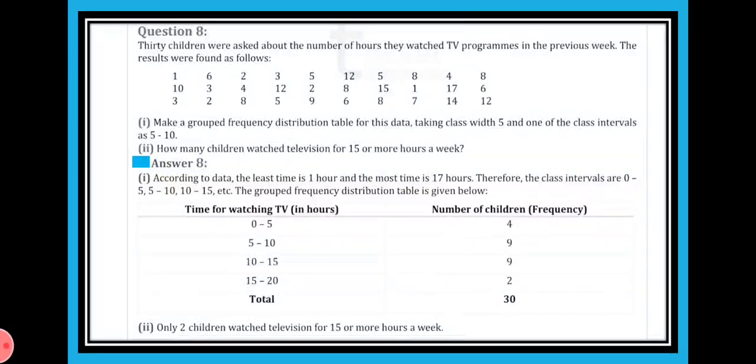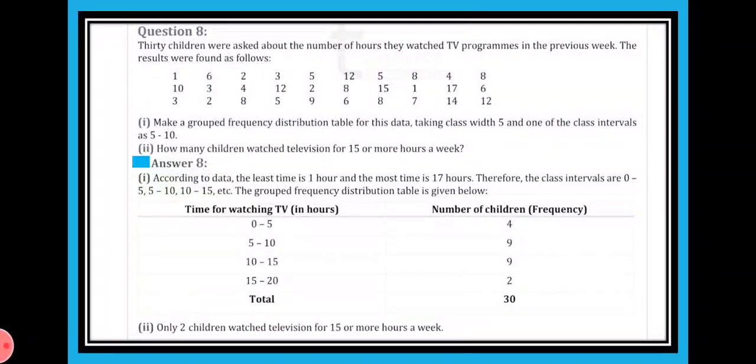And the second question: how many children watch television for 15 or more hours a week? In 1 week, how many children watch TV for more than 15 hours? So for the answer, first let's find out the minimum and maximum hours. According to the data, the least time is 1 hour and the most time is 17 hours.